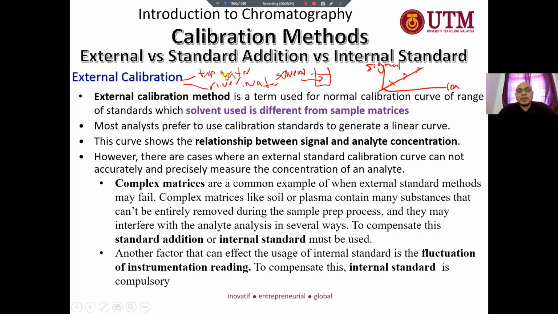But if we use a complex sample such as soil or biological sample, the external standard methods may fail. May fail means that with the calibration curve we use, we cannot determine the amount or the concentration, the quantitative analysis, accurately. So when our external calibration is not able to determine quantitatively and accurately, we need to proceed with other kinds of calibration methods that are more suitable for the complex sample.